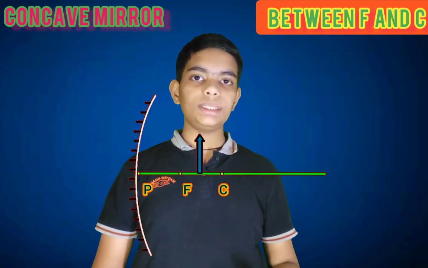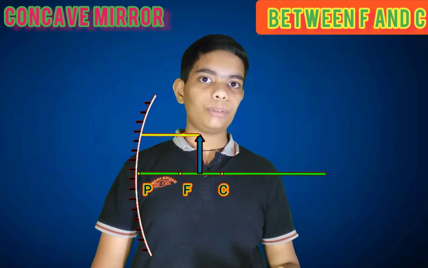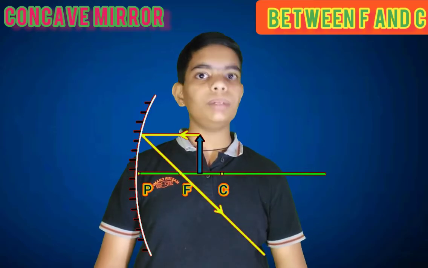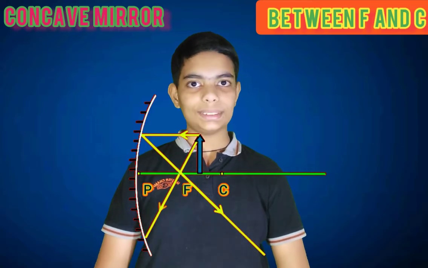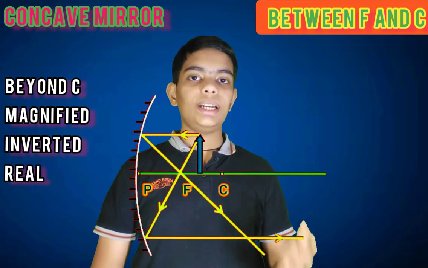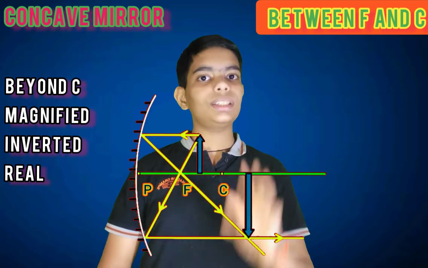So now let us move this object still more closer to the mirror. Now it is between F and C. The first ray is parallel to the principal axis and after reflection passes through the focus. The second ray passes through the focus and after reflection becomes parallel to the principal axis. So here you can see the image which is beyond C, it is inverted and it is magnified. So this is the third case, friends.